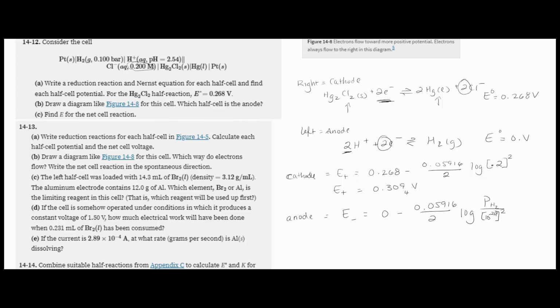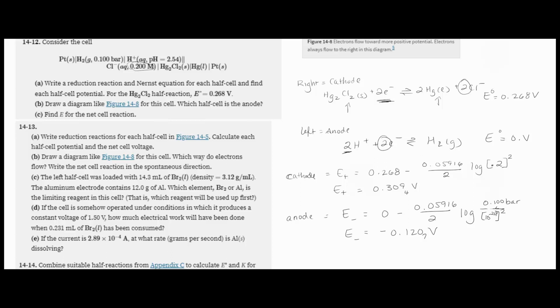So the pressure is given to me here as 0.100 bar, and that's our standard unit. So now all we have to do is put this in the calculator and solve that the E of the left half of the cell is a negative 0.1207 volts. So now we can find the E of the cell.